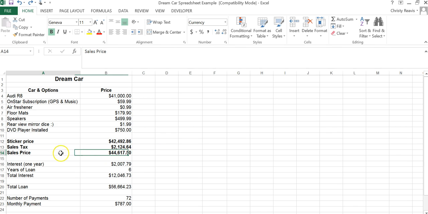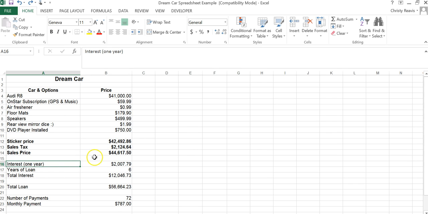The sales price is the number that you would need to write a check for. Now, I don't know about you, but I can't write a check for almost $45,000. So most people, when they buy a car, they end up borrowing from the bank. The bank's just not going to give you $45,000 and call it a day. They want you to pay them to borrow that money.